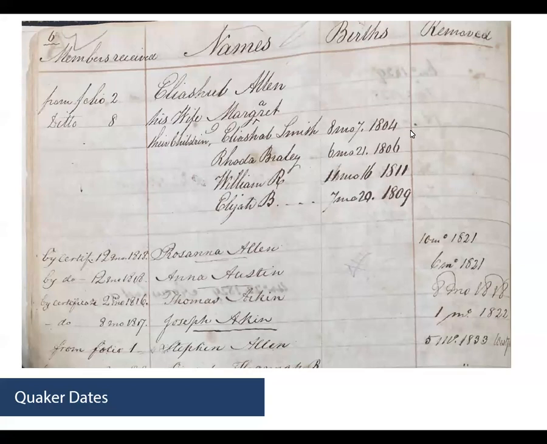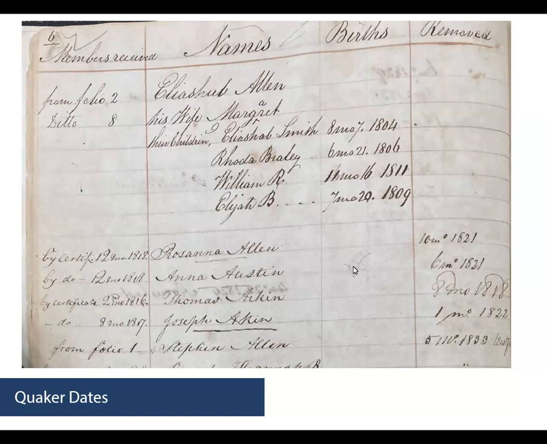And so we have some individuals who have birth dates, and the first one we'll just go with Eliashib Smith, the child of Eliashib and Margaret, and he was born the 8th month, 7th day, 1804. Sometimes you will see the month and day swapped so that the day number comes first, then the 8MO, and then the year. Because this is 1804, so we're after the change to the Gregorian calendar, I know this is the 7th of August, 1804.